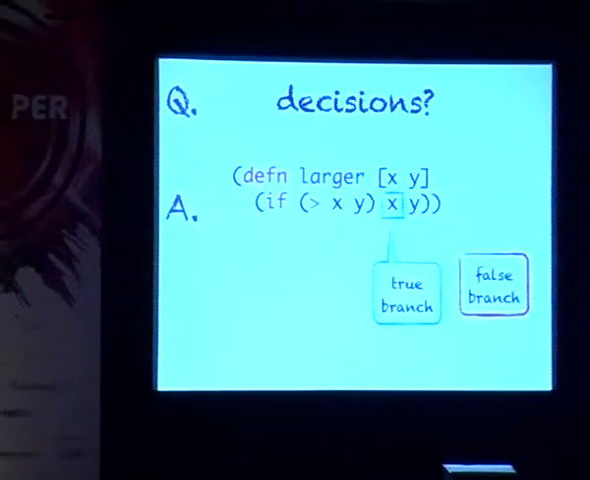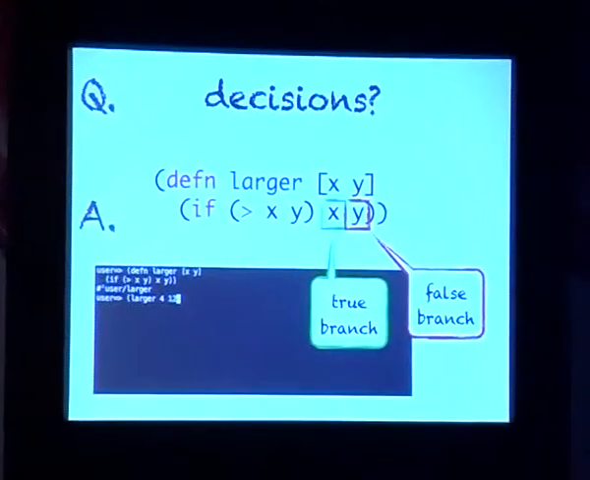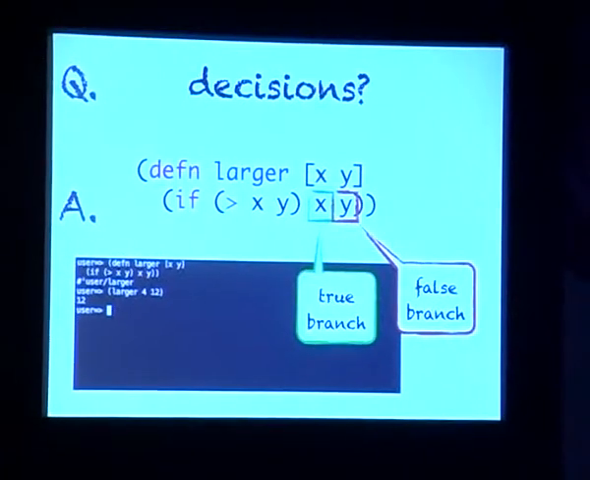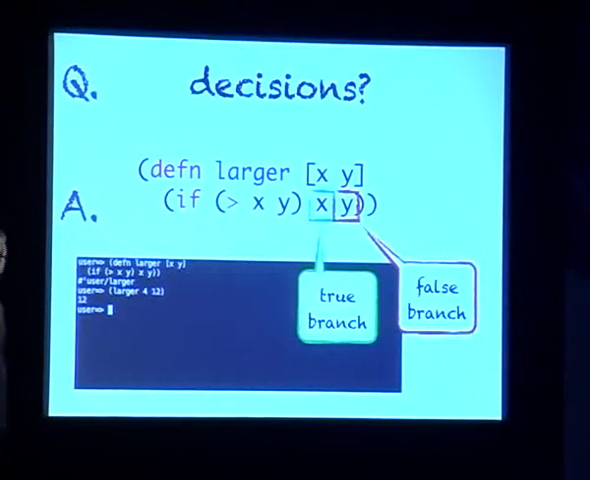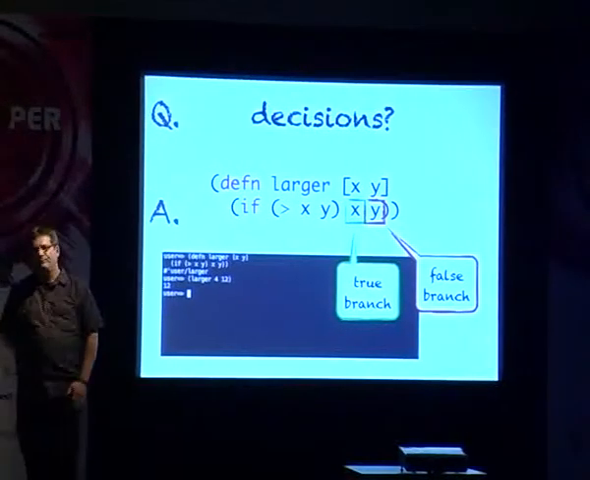So there's the true branch, there's the false branch, and of course those can be as many lines of code as you want, wrapped in function calls inside a parens. And so here's an example of actually using this in the REPL. There's my larger, and I can say the larger of 4 and 12 comes back as 12.